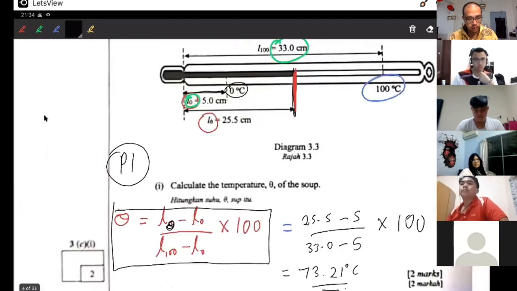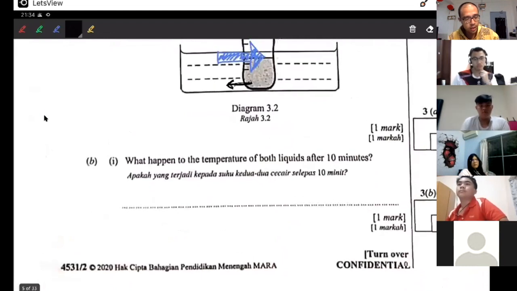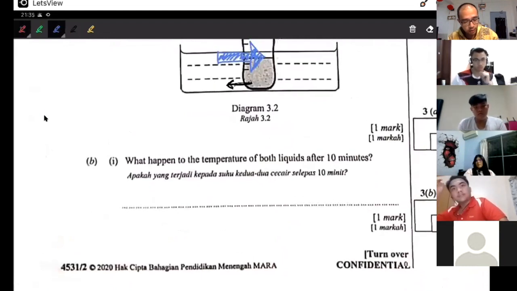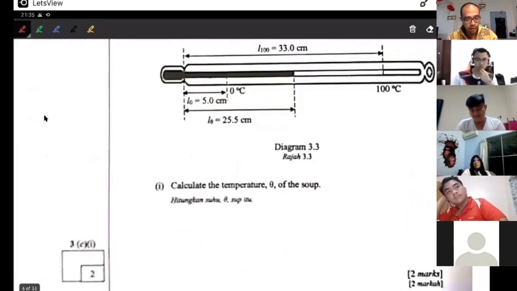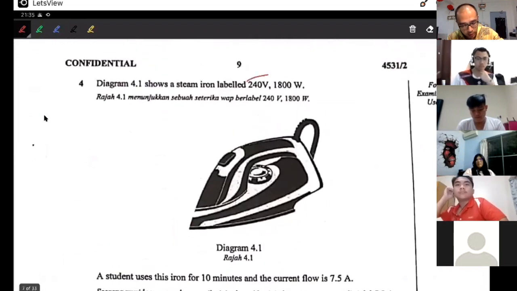Oh, are we done with this question so fast? Oh, Nina, what happened to the temperature? I was waiting for this question. What happened to the temperature after 10 minutes? It will become the same temperature lah, sebab sudah mencapai thermal equilibrium. There was no problem.